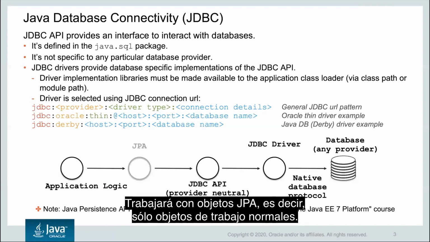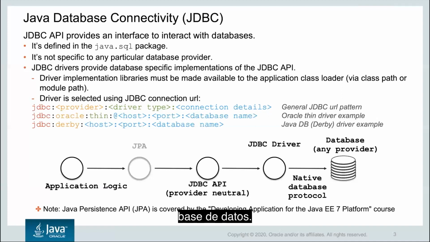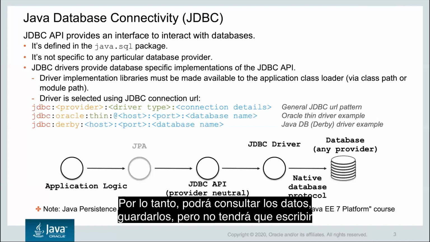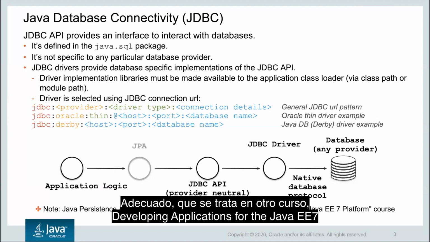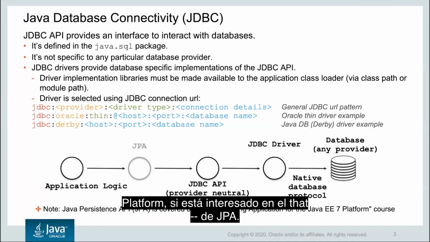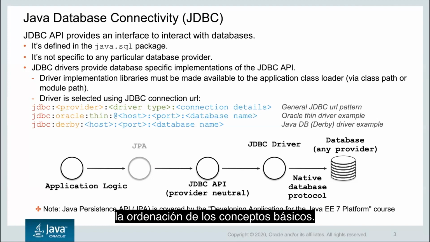You will be interacting with JPA objects, just normal Java objects, basically. And then these interactions will be translated into the actual actions against your database. So you'll be able to query data, save data, but you won't need to actually write low-level JDBC code because JPA can shield you from that. Well, that is covered in another course, Developing Applications for the Java EE 7 platform, if you're interested in the JPA. And it's a great automation. But in this particular course, we are looking at the basics.